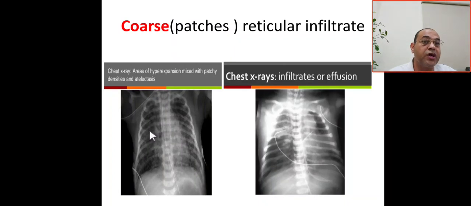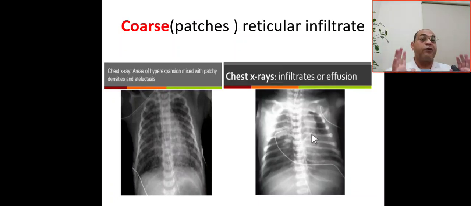If you see here the pneumonia, there is infiltrate and effusion. You see infiltrate and effusion. It will be coarse bilateral infiltrate and patches. It will be patches. This is the most important, and it will also be complicated with effusion, pleural effusion. It will be complicated with pleural effusion.